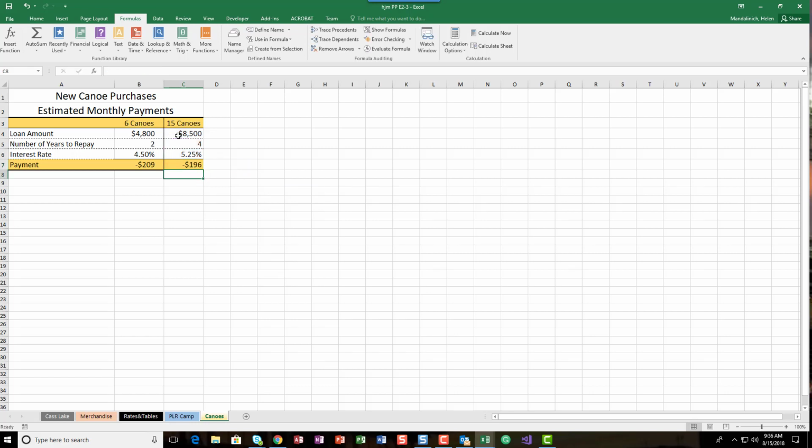Okay, so that is a much longer, harder way, and that's the way I do it, but I've been doing it for a long time. I highly recommend using the insert function dialog box to work with something that complex.